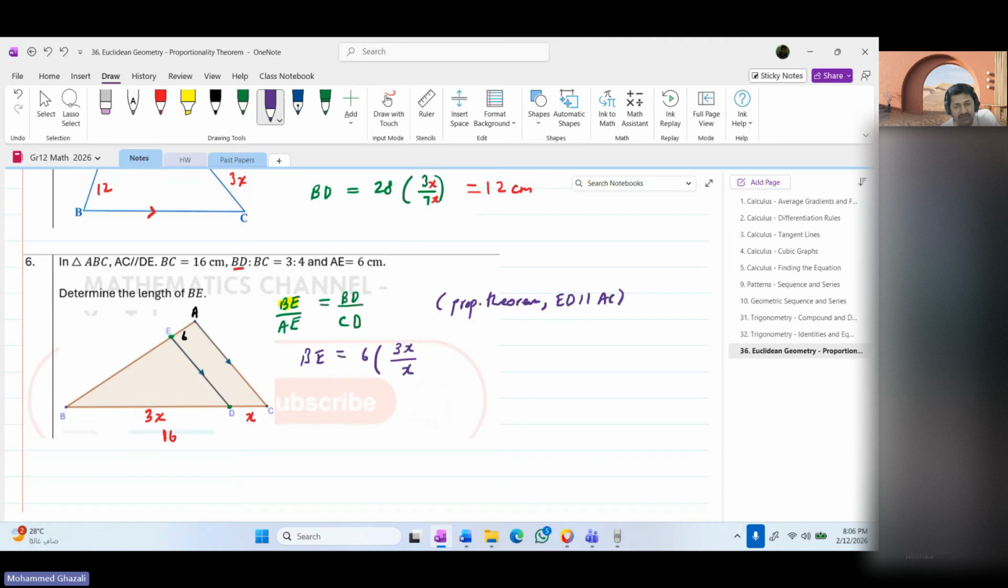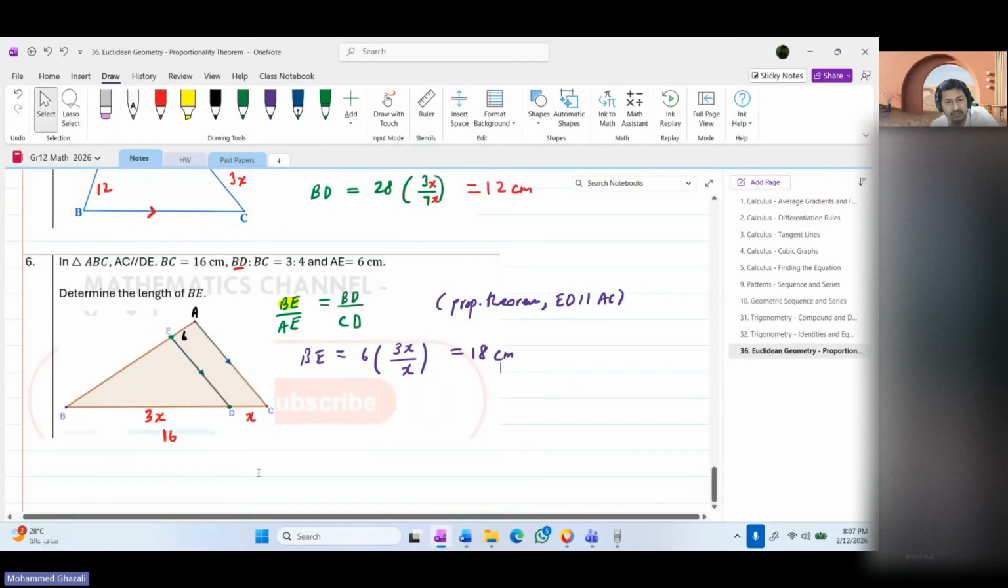So there was no need for 16 here. The reason they give you 16 is that you can take 16 divided by 4 and get 12 and 4, and work with that as well. Anyways, x and x cancel out. 6 times 3 is 18, so we're getting 18 centimeters. The length of BE is 18 centimeters. You're basically going to get 3 marks for a question like this.